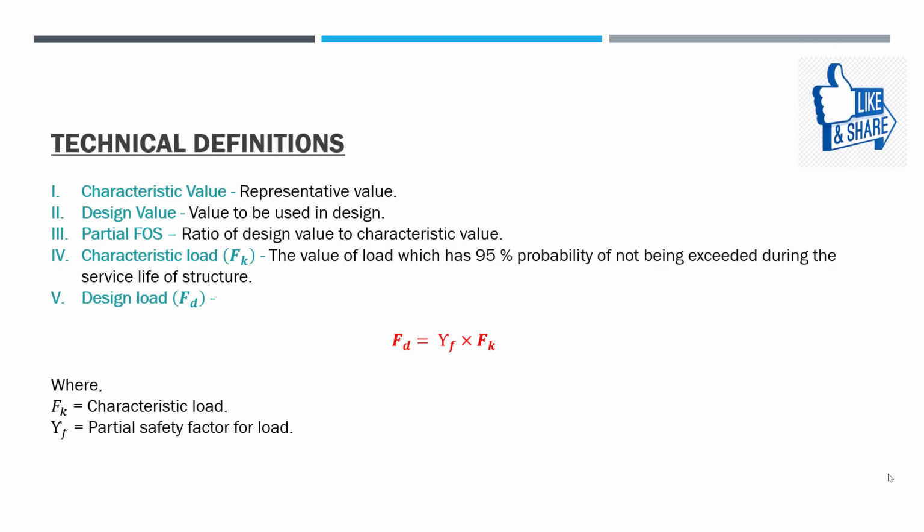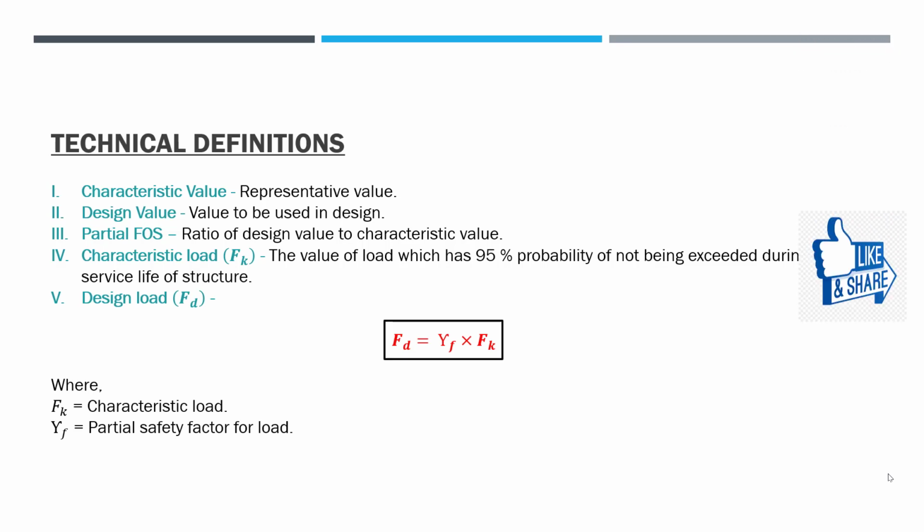Next is design load. It is given by FD. It is equal to gamma F times Fk, where Fk is characteristic load and gamma F is partial safety factor for load. Next is types of loads. The primary loads are dead load, live load and the other loads. Other load includes wind loads and earthquake loads.